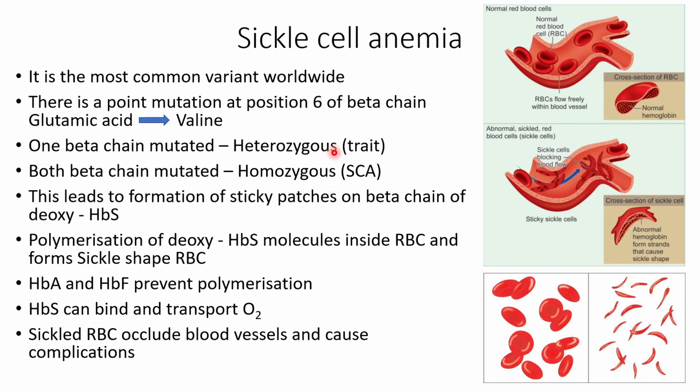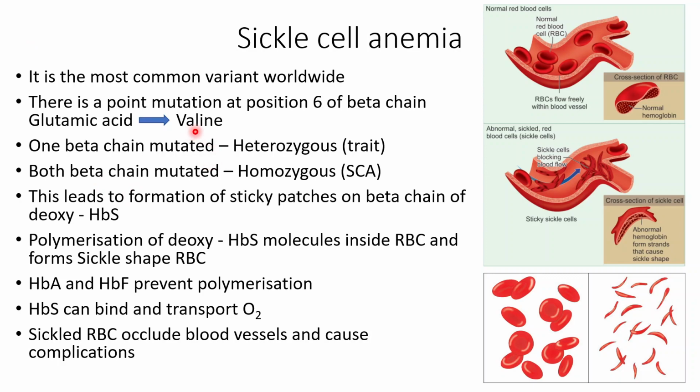Now why is this important? Because if it is a heterozygous defect, it becomes sickle cell trait. That means it is still compatible with normal life. Clinically, it is not very significant. The patient will not have significant problems and can lead a normal life. However, if both genes are defective, then it leads to the homozygous condition, or sickle cell anemia. In this case, the patient has significant clinical abnormality and needs repeated blood transfusions to maintain normal hemoglobin.